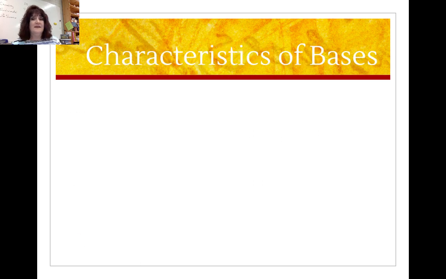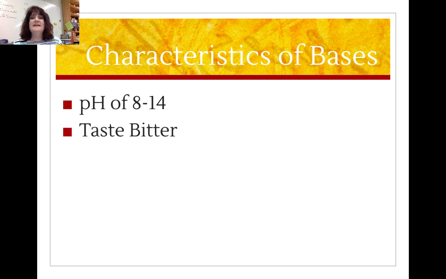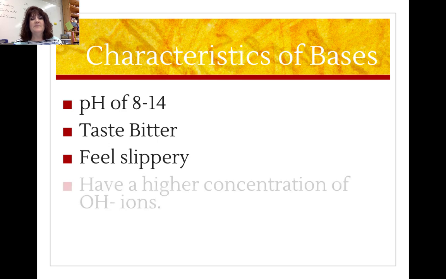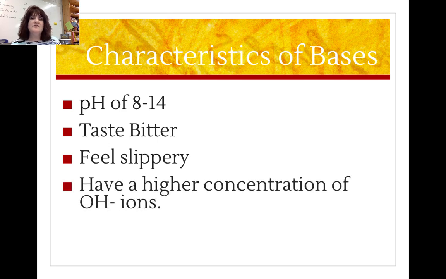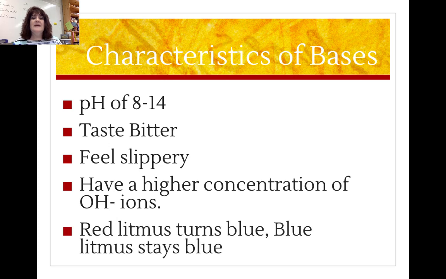Now, last thing on the back, you have several characteristics of bases. They go from 8 to 14. We only study up to 13, but they go 8 to 14. They will taste bitter. Now, please, when we do the lab, don't taste anything unless I tell you to. They'll feel slippery. If you feel them between your fingers, it'll feel slippery or slick. They have a higher concentration of OH negative ions, and they pass the litmus test by turning blue. So if you dip red litmus in, it'll turn blue-purple. If you dip blue litmus in, it'll stay blue.